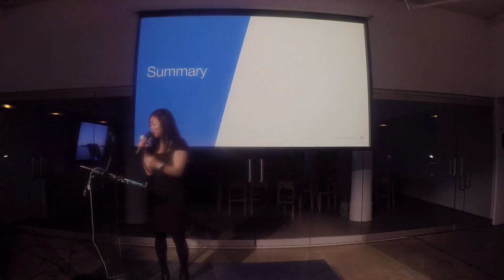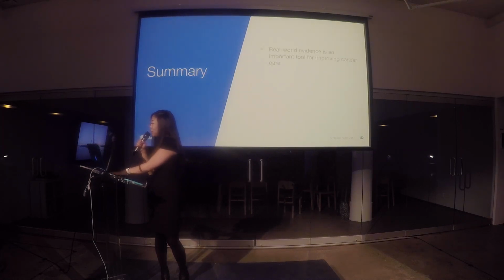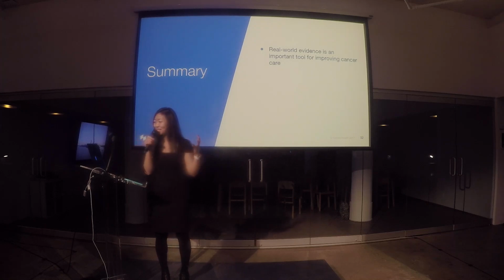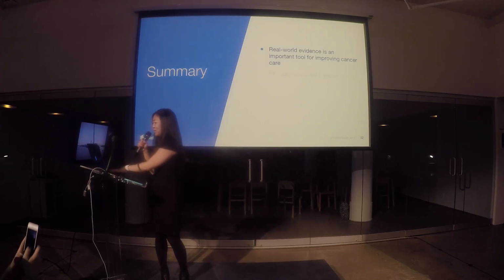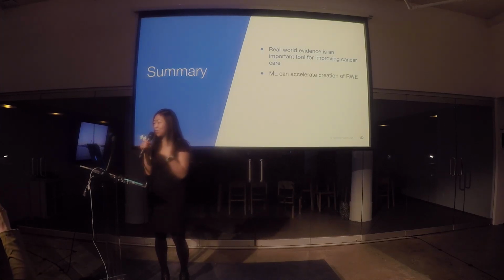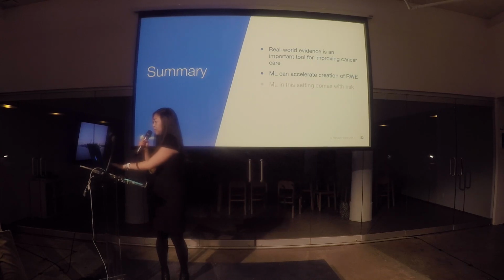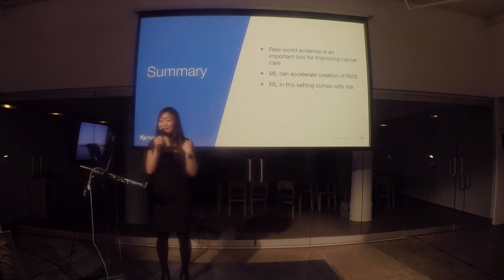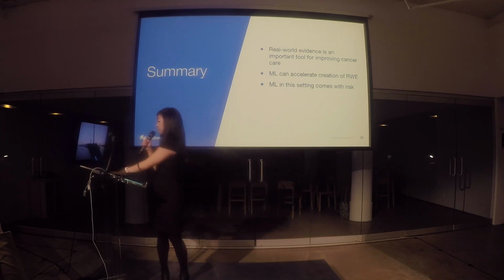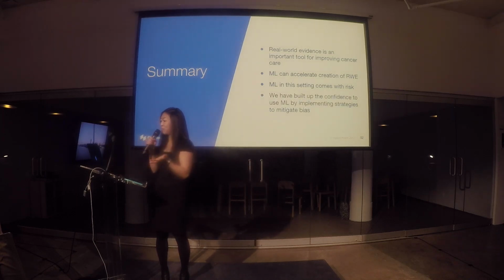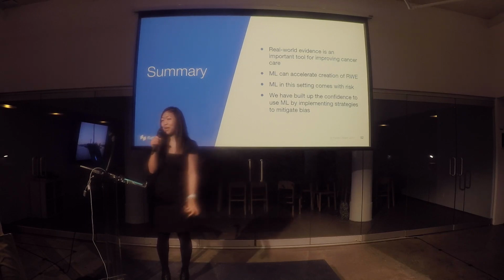So that's the last strategy I have to present today. But before I finish, I just want to really quickly give a summary. We've learned that real-world evidence is an important tool for improving cancer care. At Flatiron, we've looked to machine learning to accelerate the creation of real-world evidence to enable a lot more research. But using ML in this setting comes with risk. I've talked a lot about the biased cohort risk. But we have built up the confidence to use machine learning by implementing the various strategies that I've walked through to mitigate this bias.